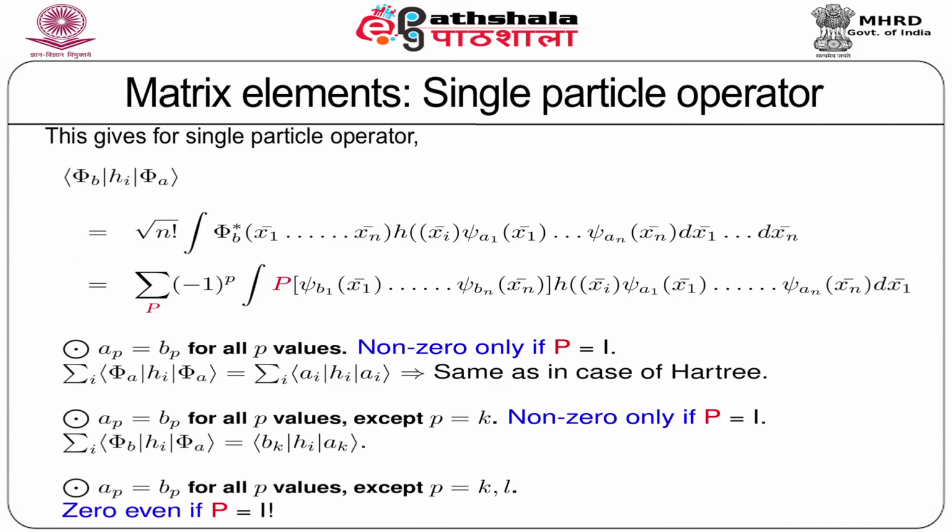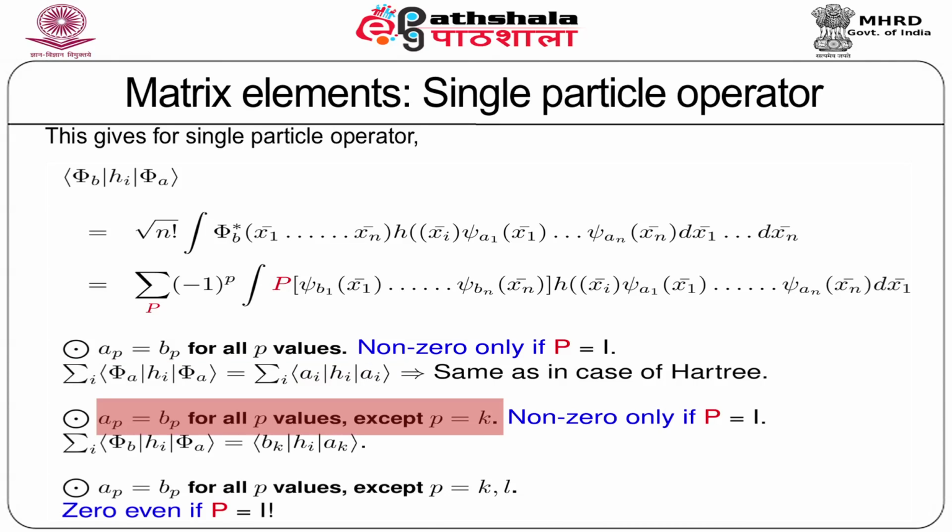Now let us consider the labels A_P and B_P in this wave function phi_a and phi_b as the same for all p values. The matrix element in this case is non-zero if P is equal to identity. So the summation over i of phi_a, little h_i, phi_a is equal to the summation over i of a_i, little h_i, a_i, which is the same as we saw in the case of the Hartree method.